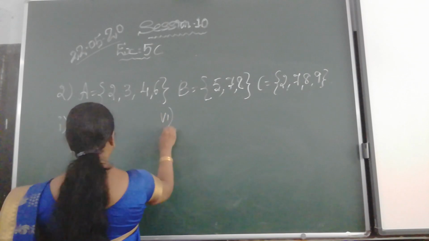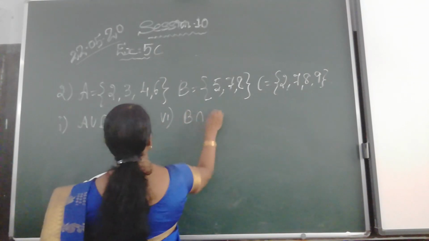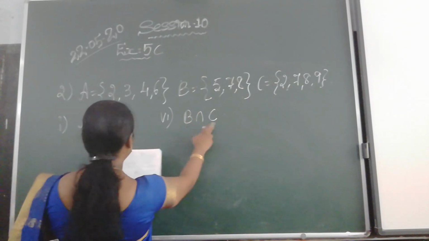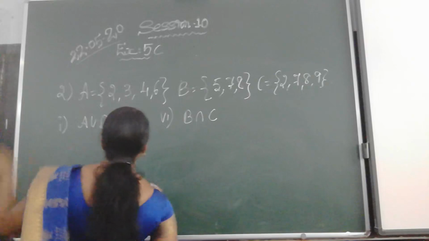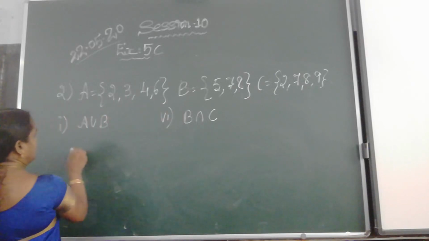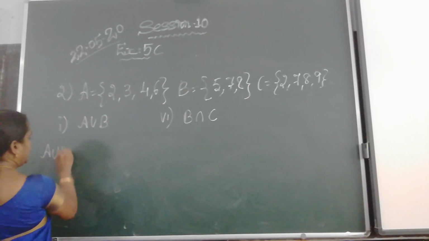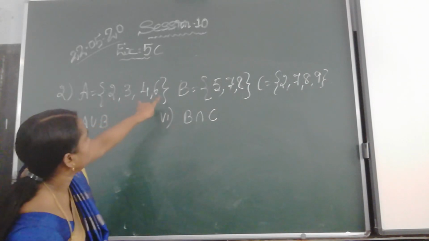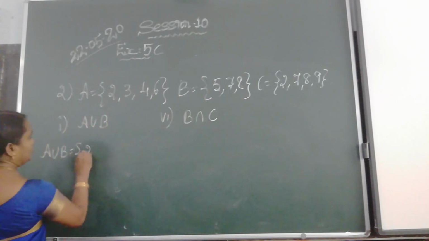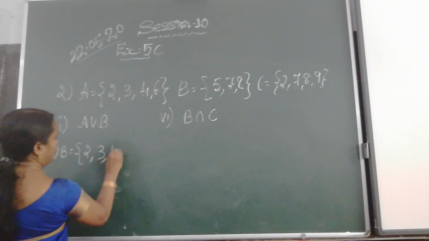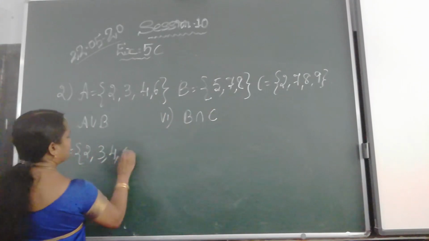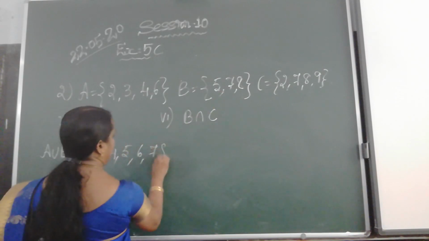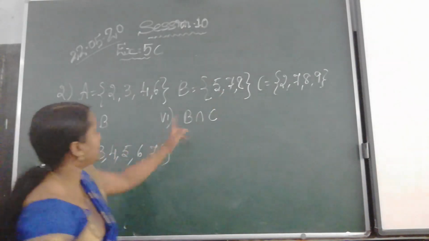Sixth one I will do. B union C. One is the union and one is the intersection. Sixth one: B intersection C and A union B. A and B we have to compare. A union B means 2, 3, 4, and here 5 is given in B, that's why 5. Then 6, 7, 8. This is the answer.